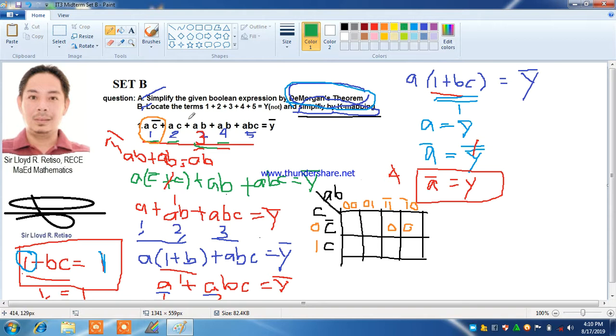For term number 2, C, this is the C, and A, so this is A, and we have C. So this is 0, and this is 0. For term number three, AB, so this is A, and this is B, so we have here 0, and this is 0. Now for term number four, is another AB. Of course, this is 0, and this is another 0. For term number 5, ABC, so this is A, B, and C, so this is another 0.